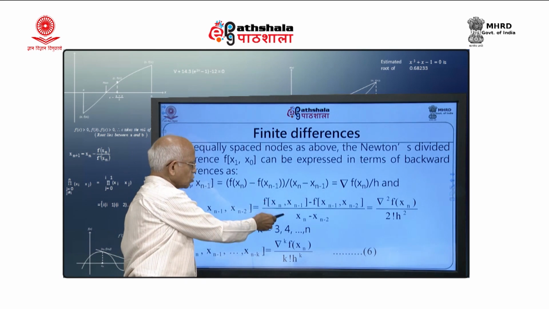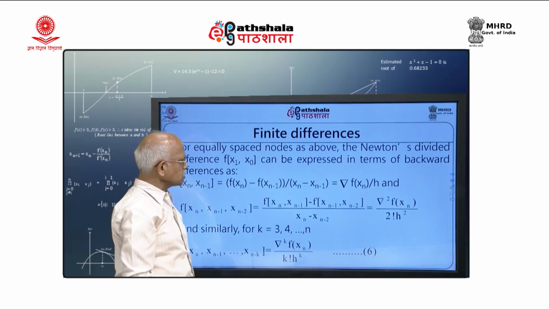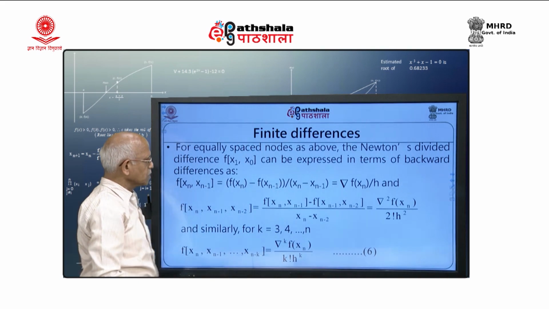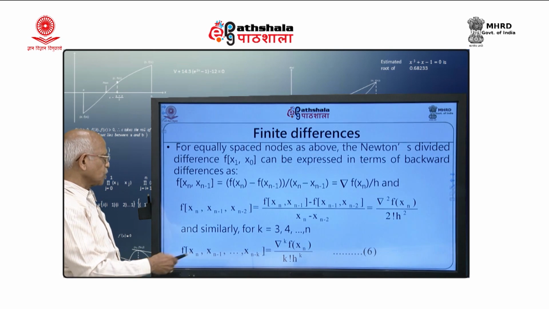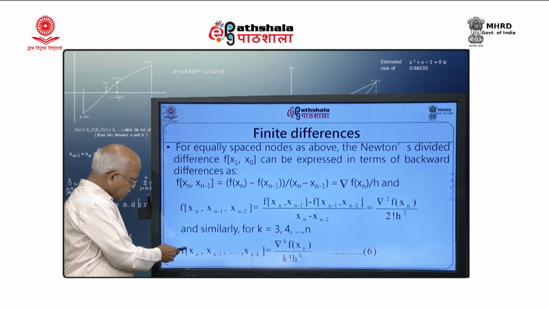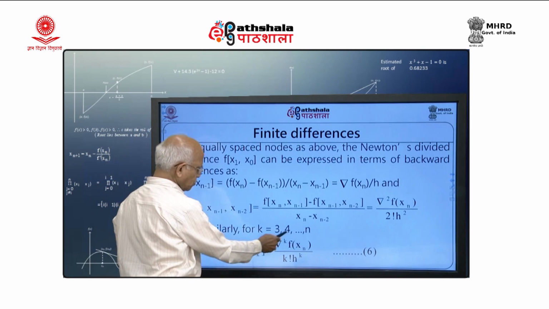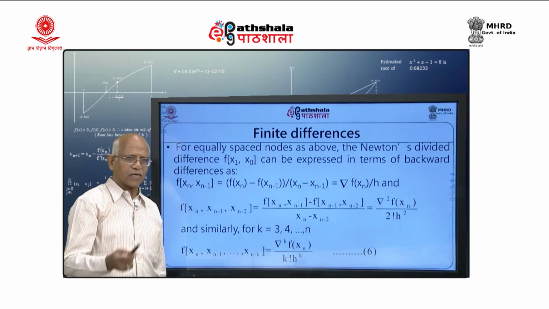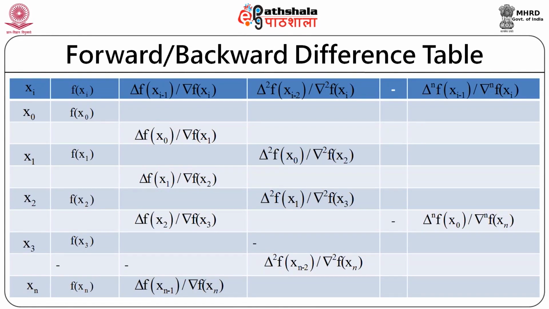If I take 3 nodes starting from the last again, then we will get f[x_n, x_{n-1}] minus f[x_{n-1}, x_{n-2}] upon x_n minus x_{n-2}. This is the definition of divided difference, and from that we can derive that it equals del square f(x_n) by 2 factorial into h square. Similarly, for k equal to 3, 4 and onwards, I will get f[x_n, ..., x_{n-k}]. So you are getting k plus 1 nodes here, and that will be given by del k, the kth order backward difference at x_n, divided by k factorial into h raised to k. So basically this gives you divided differences in terms of backward differences.